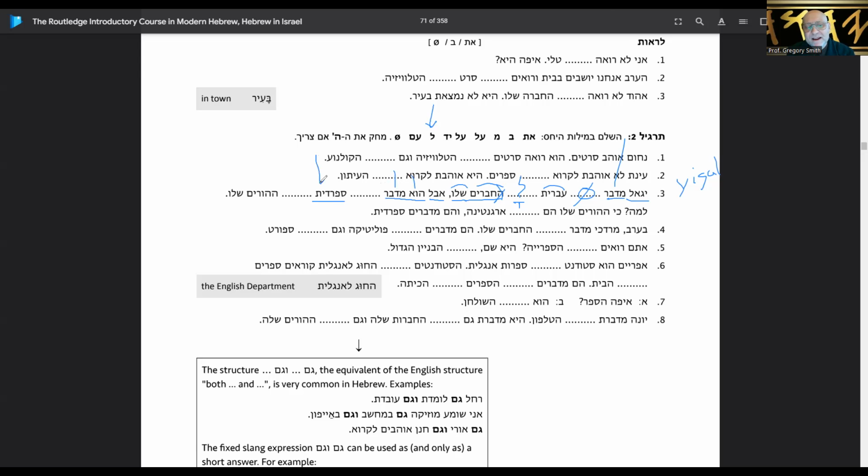Oh, look at this, Sefaradit. That's Sephardic. That's what that is. He's speaking Sephardic, blank, hahorim shelo, the parents belonging to him. So the question is, what goes in here? But he's speaking in. I wonder if it's going to be the im one. Im Sefaradit.